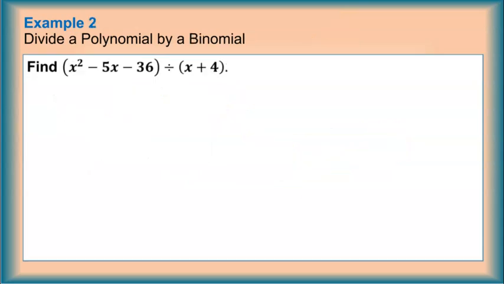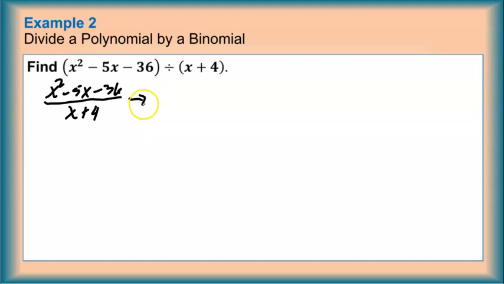Another example with division, you might have a polynomial divided by a binomial. Now with this one, if you can factor the polynomial, that would be the best route to use to solve. So I have a trinomial here. This is really saying x squared minus 5x minus 36 divided by x plus 4.